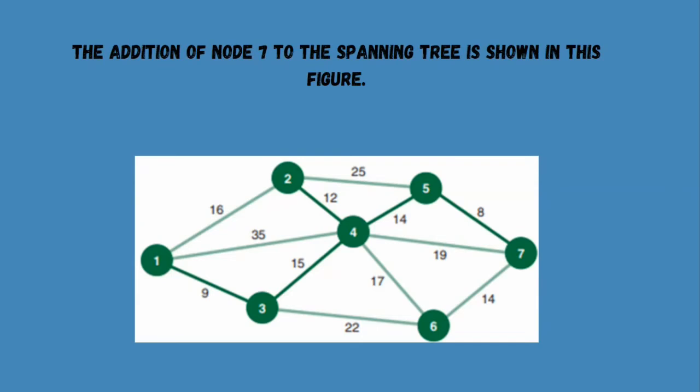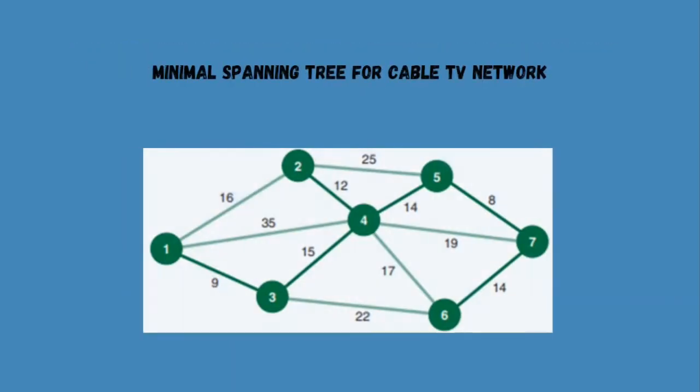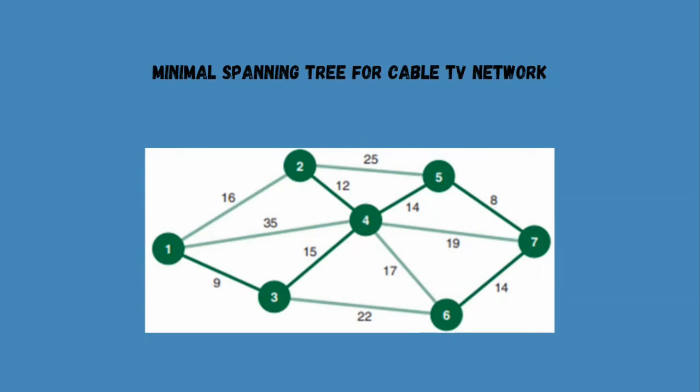Node 7 is the nearest node. This is node 7 that is not currently connected to the spanning tree. The branch connecting node 7 and 5 is 8,000 feet long. The addition of node 7 to the spanning tree is shown in this figure, 5 to 7. So yung figure natin ay may spanning tree na with nodes 1, 2, 3, 4, 5, and 7. Nodes 1, 2, 3, 4, 5, and 7 have now been added to our spanning tree.